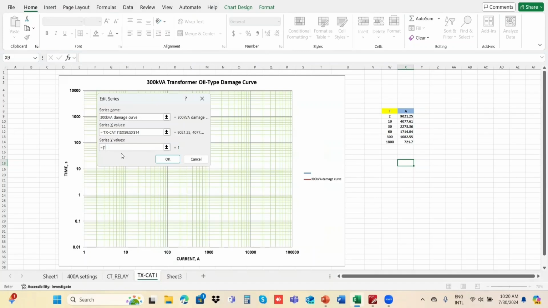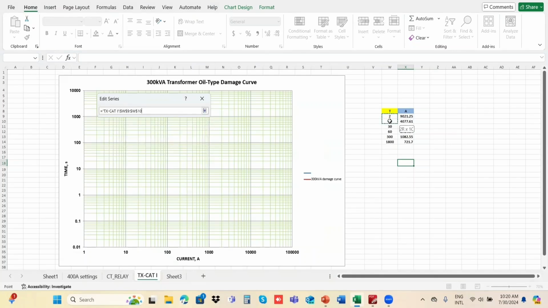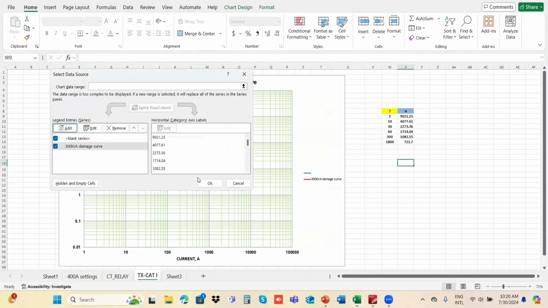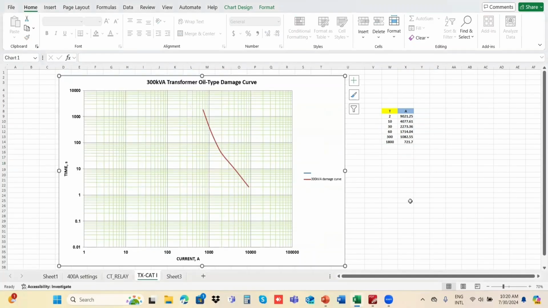Next, you have to delete this one and highlight this. This is for the series Y values. Series Y values is the current, right? So just highlight the time. Current, sorry, the Y is the time. So you have highlighted the time, then click OK, another OK. So you have now here the damage curve of the 300 kVA transformer.